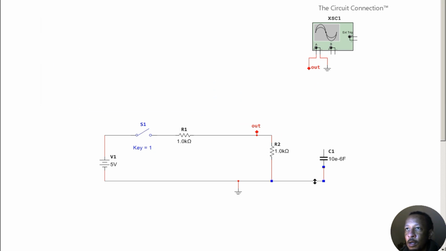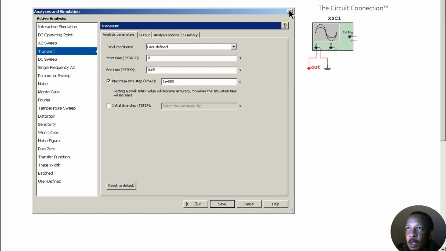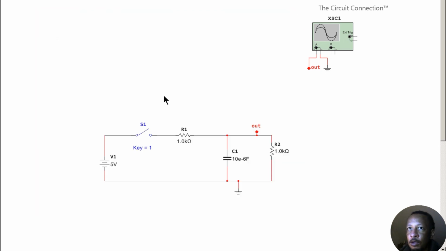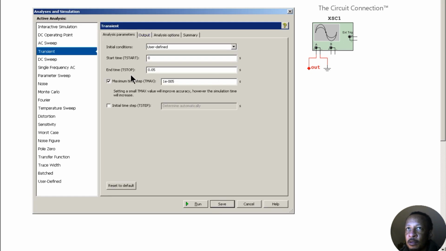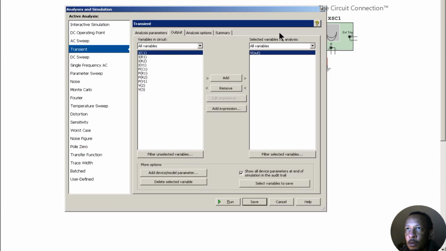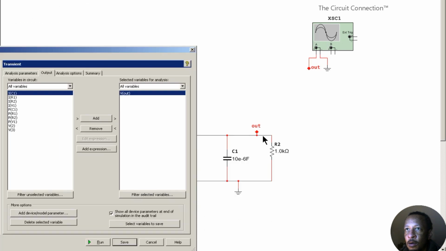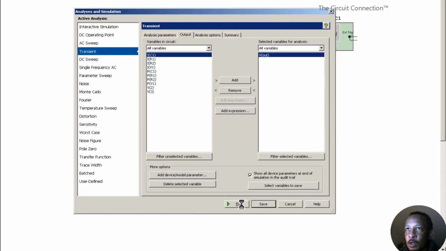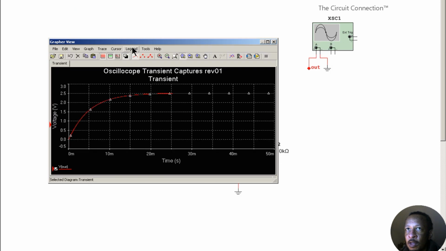So I'm going to go ahead and put that capacitor where it was originally located, and I'm going to do this with regular transient analysis. And by the way, just don't forget to make sure you have your switch closed. So regular transient analysis, and I'm going to run it for 50 milliseconds, and my output is going to be at this node here, V of out, which is that node there. And then I'm just going to go ahead and run it, and this is what it looks like.